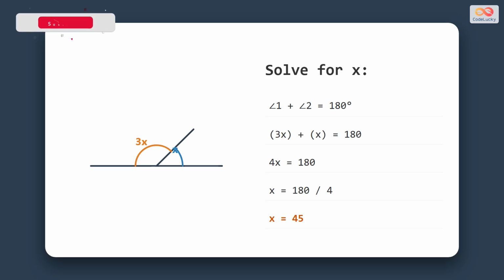Sometimes you might see algebra involved. Here, one angle is 3x and the other is x. We set up an equation, 3x plus x equals 180. This simplifies to 4x equals 180. Dividing both sides by 4, we find that x equals 45.